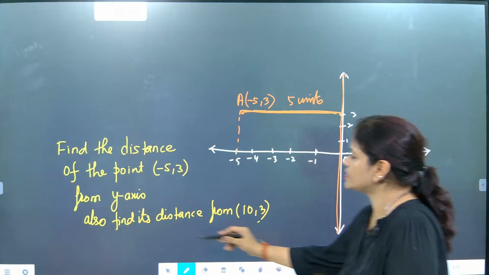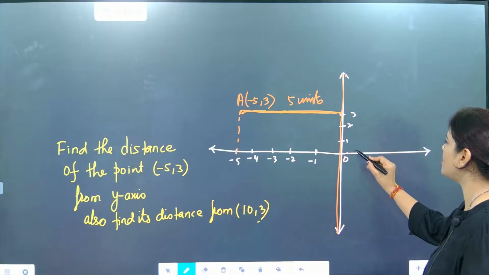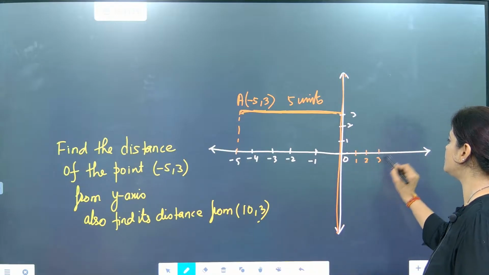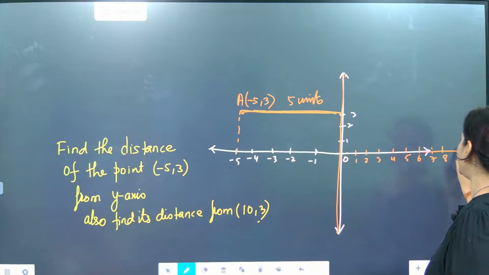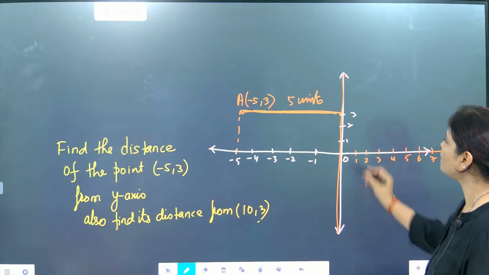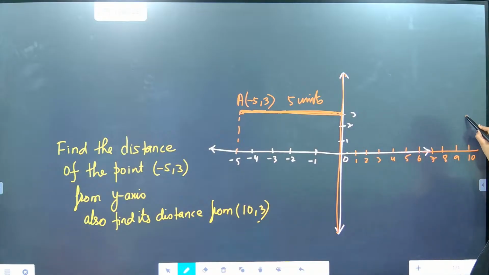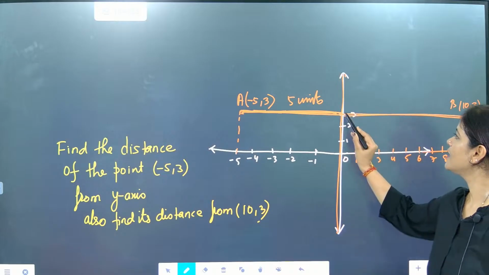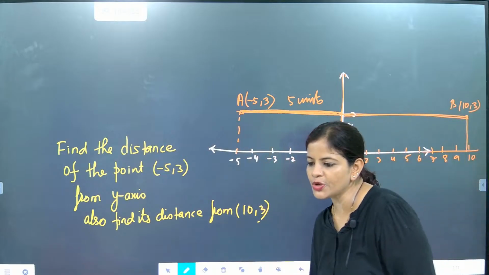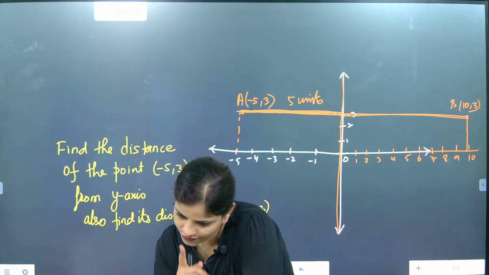But beta, the next question is also to find its distance from 10 comma 3. Where is 10 comma 3? 1, 2, 3, 4, 5, 6, 7, 8, 9 and 10. So first this distance is 5, and this 10 comma 3 is here. So what is the distance here? 10 plus 5. So what is the total distance? 15. Bingo. Absolutely. Hira, thank you.